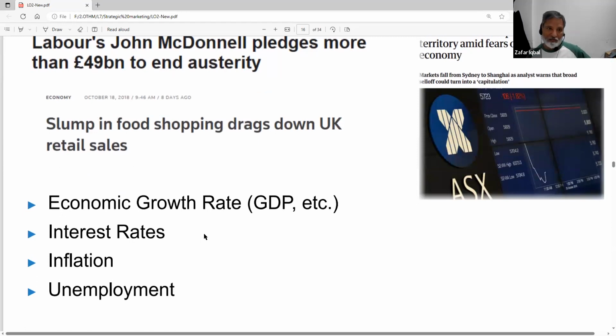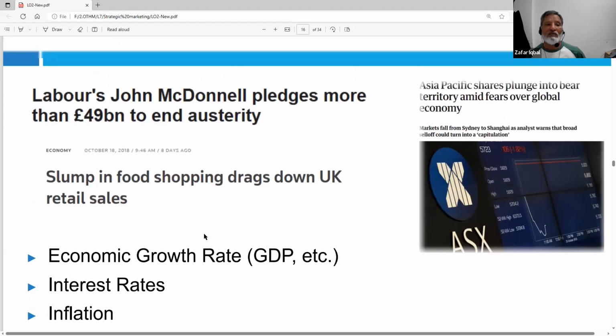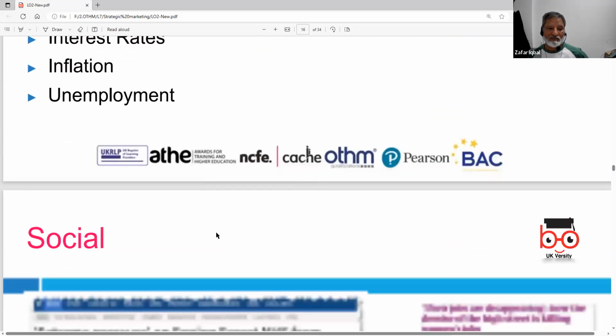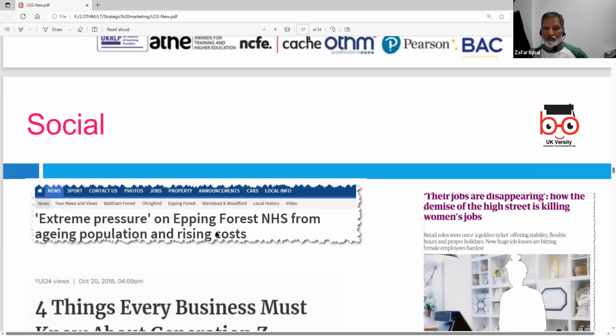So a slump in food, shopping and drugs, and a drop in UK retail sales, also affects the interest rate and employment rate. So the economic situation is connected with the political situation. It's very important, because the economic situation affects the marketing plan for organizations and their growth rate and so on. For example, if shares on a stock exchange plunge, that will have an effect on the economy as well. So these factors are very important for planning for our future.